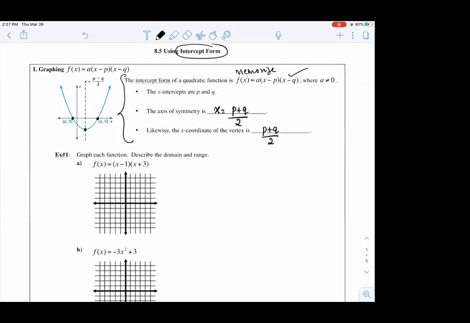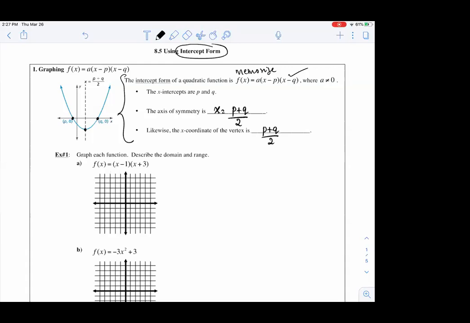Abhinaya, can you tell me what is the axis of symmetry if you know the x-intercepts? The axis would be p plus q divided by 2. Correct. Okay. Now, Jasmine, can you tell me what is the x-coordinate of the vertex if you know the x-intercepts? P plus q divided by 2. That's correct. Okay. That's good. Let's move on and do some.